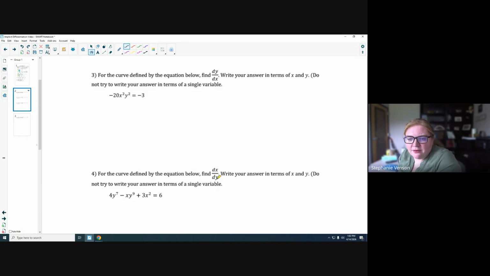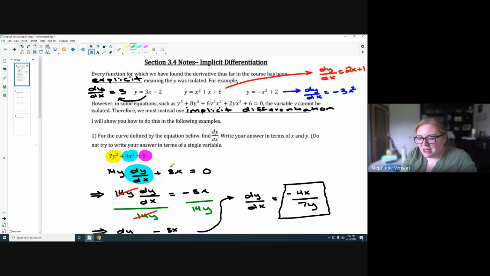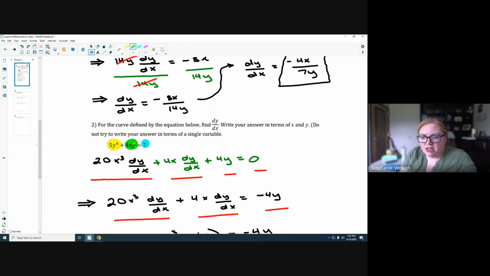So it looks like we have negative 20x squared y squared equals negative 3. So I'm going to get my highlighter because I notice I have 2 terms. Here's my first term and here's my second term. Now my second term, the one in green, no big deal. It's a constant. It's going to zero out. But I notice here that I have a negative 20x squared y squared, so I'm going to have to do the same thing that I did here, where I take the derivative twice, once treating x as the variable and once treating y as the variable.